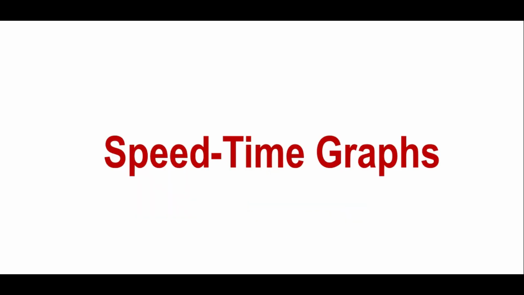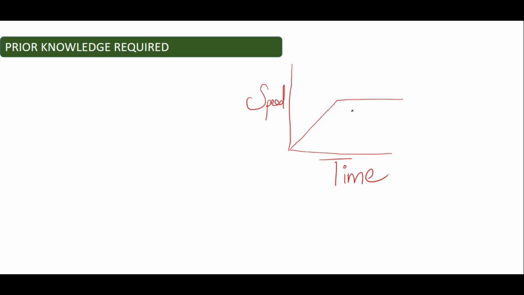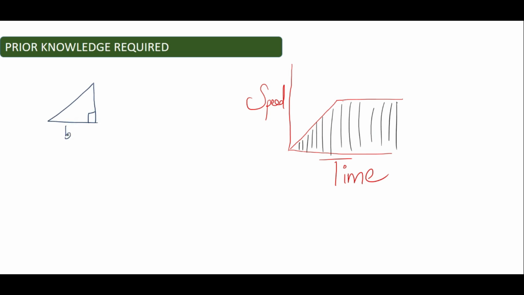Today the topic is speed-time graphs. The prior knowledge required before you start solving these questions: for any speed-time graph, the distance traveled is given by the area under this curve. So if you want to find these areas, you should know the formula for the area of a triangle, which is half base times height, or you can say bh over 2, it's the same thing.